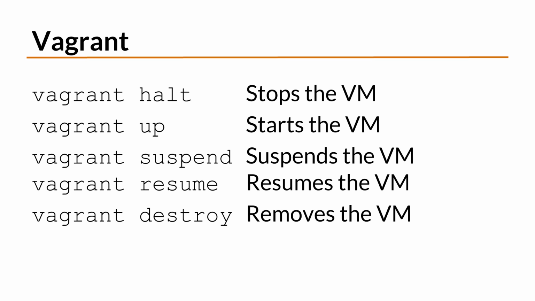If you're done with the virtual machine or you want to start over with a fresh copy of the virtual machine, run vagrant destroy. This will terminate and remove the virtual machine from VirtualBox. If you run this command, then any work inside of that virtual machine will be lost.